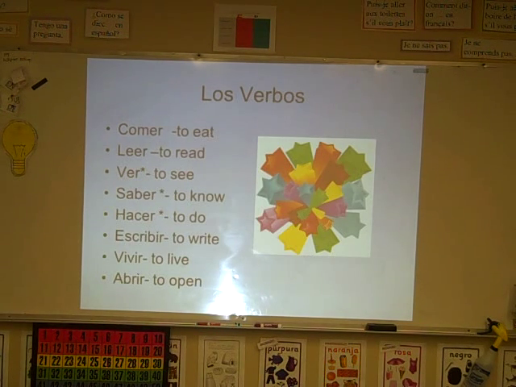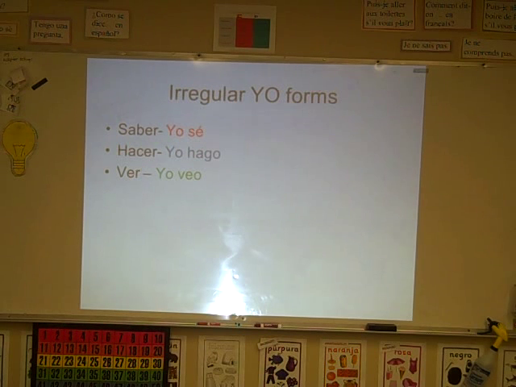Here are the ER and IR verbs that you need to know. Repite, por favor. Comer, leer, ver, saber, hacer, escribir, vivir, abrir. Make sure you write those down.